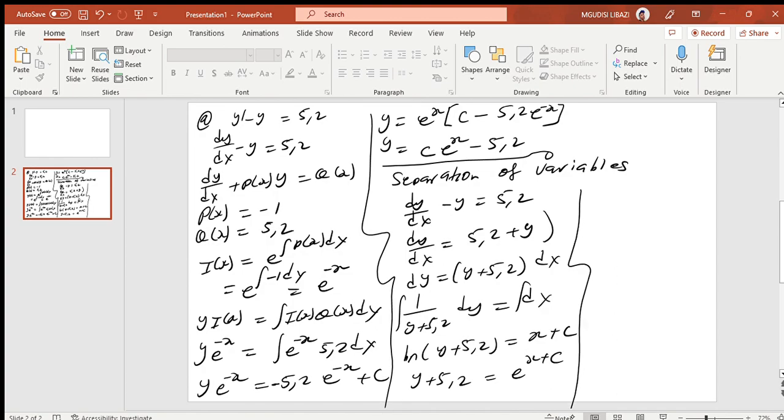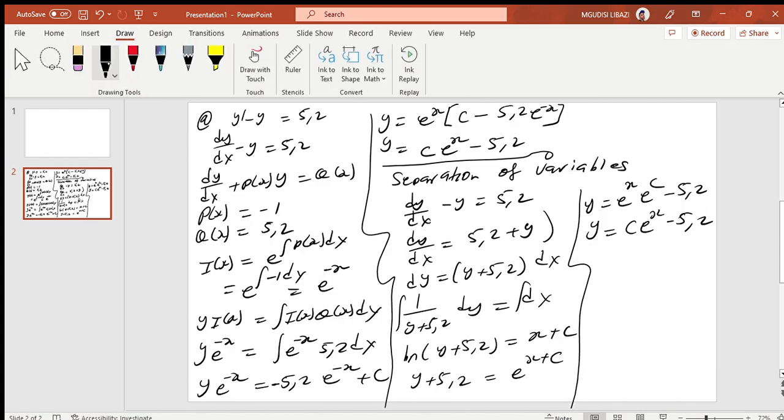Proceeding from there, making y the subject of the formula, e raised to x plus c becomes e raised to x multiplied by e raised to c, because that is the same as e raised to x plus c. Then minus 5.2, we get y equal to e raised to c, which is just a constant, multiplied by e raised to x minus 5.2. Comparing the answers, you can see that the answer we get here is exactly the same as the answer we got when viewing the equation as a linear differential equation.